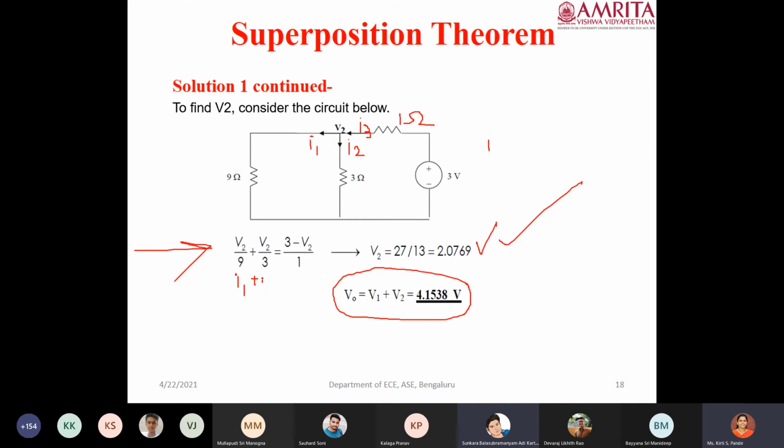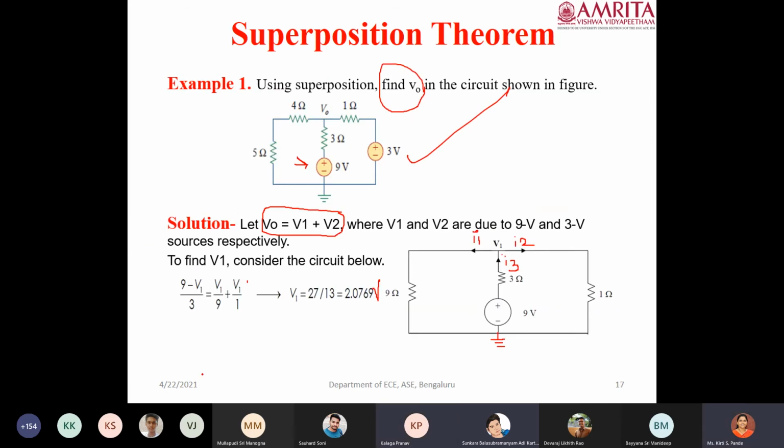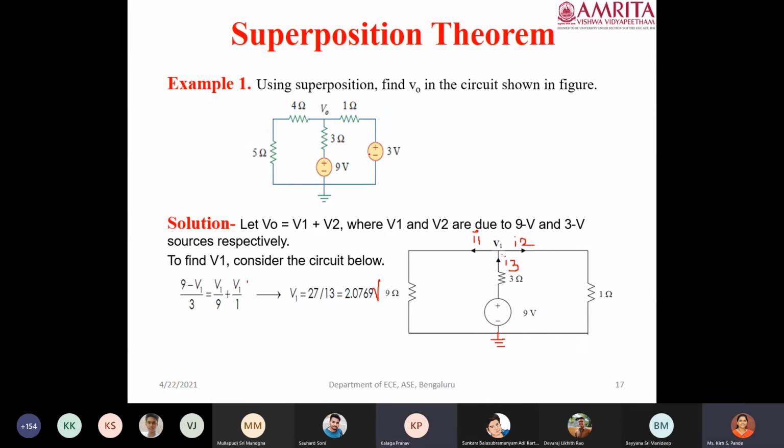I have a doubt, ma'am, why we considered V naught is equal to V1 plus V2? How we got that? This first equation you are talking about? Yes, ma'am, the first one. See, I could have found the V naught value just like that using your mesh analysis or nodal analysis altogether. Correct? But now the question says that you have to use the superposition theorem.